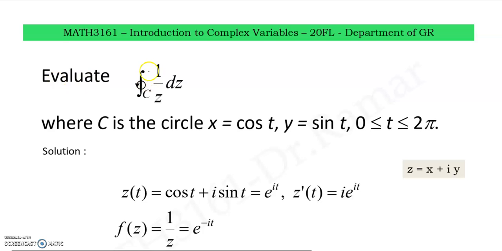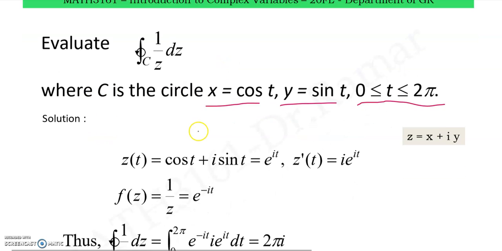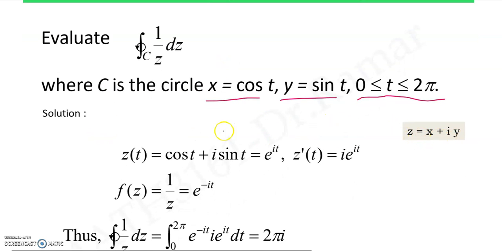Evaluate the integral over the closed smooth curve, that is the circle C, of the function 1 over z dz, where C is a circle. Here also in this question everything is given: x is given, y is given, and the limit is also given. So just substitute here. z is x plus iy, x is cosine t and y is sin t. So this is nothing but e to the power it.